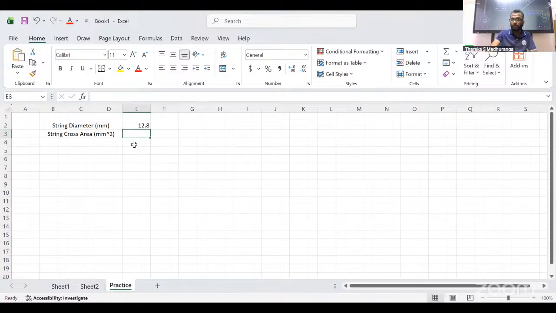Okay, think about the function. Can you find the function? I want to get pi r squared. Can anyone send me the function I need to type here in the E3 cell?